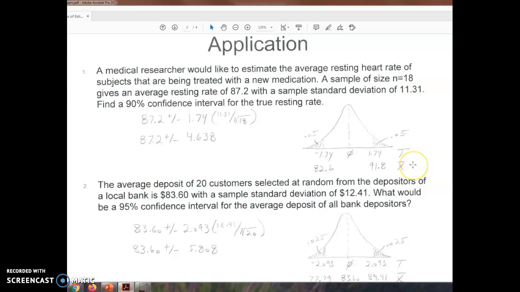If we want to do x values, then we would need to find the upper confidence level, which would be 87.2 plus 4.638, or approximately 91.8, and for the lower confidence level 87.2 minus 4.638, or approximately 82.6. So we are 90% confident that the true population mean is between 82.6 and 91.8. If we want to interpret it as t-values, we are 90% confident that the true population mean is within negative 1.74 and positive 1.74 standard errors from the mean. Okay, so that's how we would interpret number one.